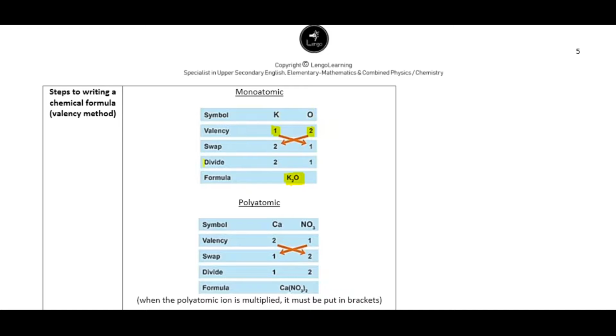This step here, divide, is simply saying that first you swap and then you divide. Divide basically just means you have to reduce it to its lowest form. If there's a common factor, you just have to divide it. So if it's 2:1, there's no common factor, so it is already in its lowest form. You don't have to do any division.